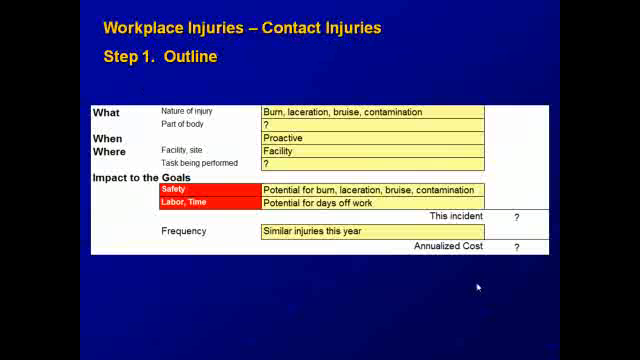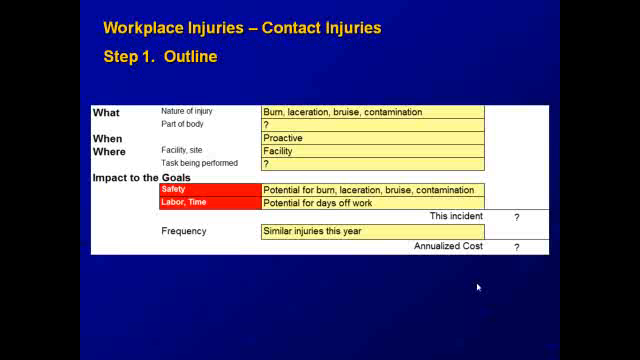First, we'll look at contact injuries. We begin with an outline. This is a proactive cause map, which means that we're going to be looking at the different ways that contact injuries could occur rather than at one specific incident that did occur. Here we capture the nature of the injury, which is a burn, laceration, bruise, or contamination. This could be on any part of the body.